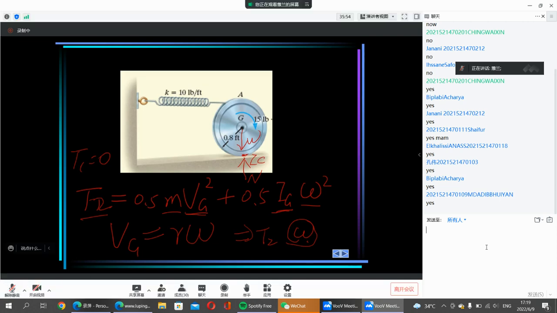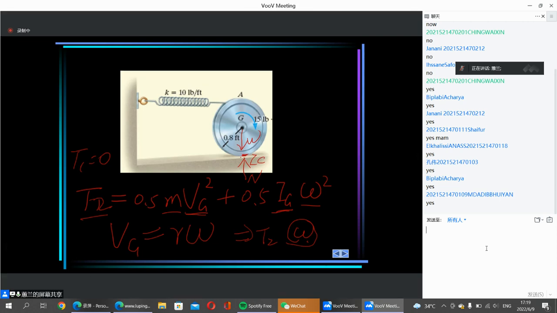If there is no friction force, under the action of the moment M and the spring force, the disc has the tendency to rotate clockwise, so the contact point will have the tendency to move to the left, so the friction force should be to the right. This is the friction force, okay?